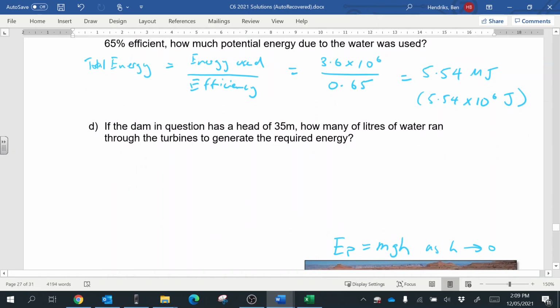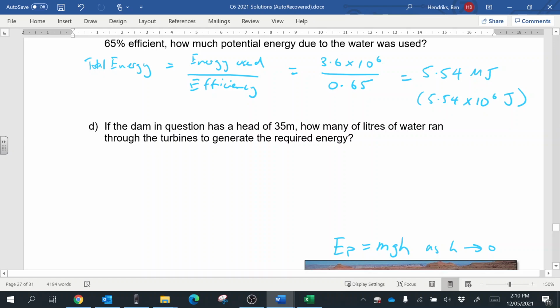All right. So the final question here is if the dam in question has a head of 35 meters, so if it's 35 meters tall, and my robot vacuum cleaner is just trying to come in, I'm going to turn that off for a second. Excuse that break. So, robot vacuum cleaner using up some energy in the room. Made a bit noisy.